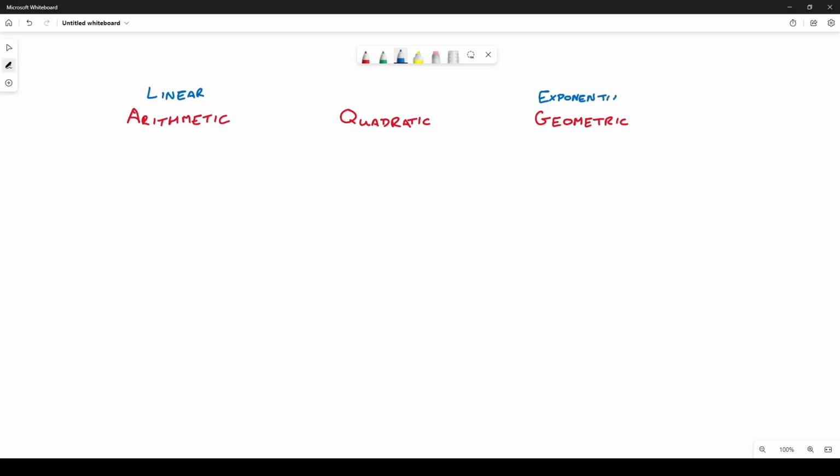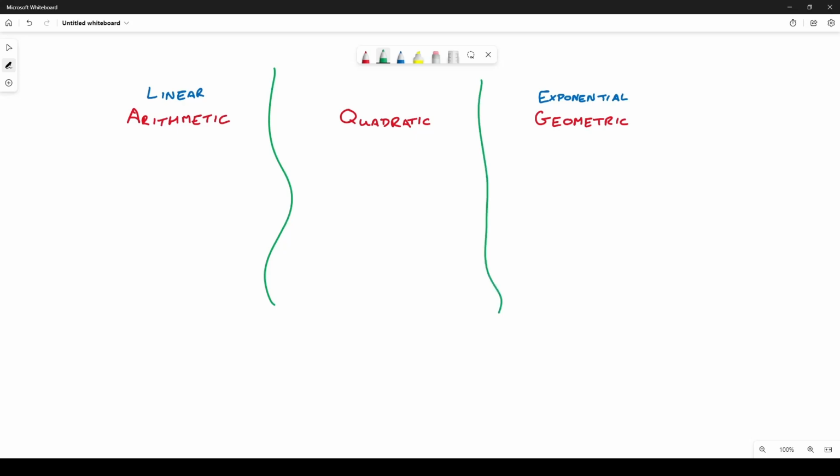Exponential. The two red ones will be what they show up as in the log tables, for example, and in books and exams and all sorts. But that is what I might call them. I might call them either linear or arithmetic, or exponential or geometric. Just keep that in mind.